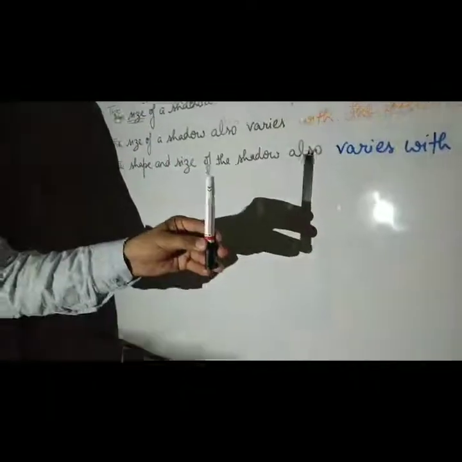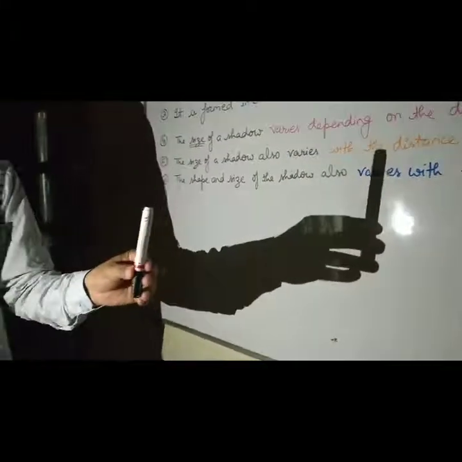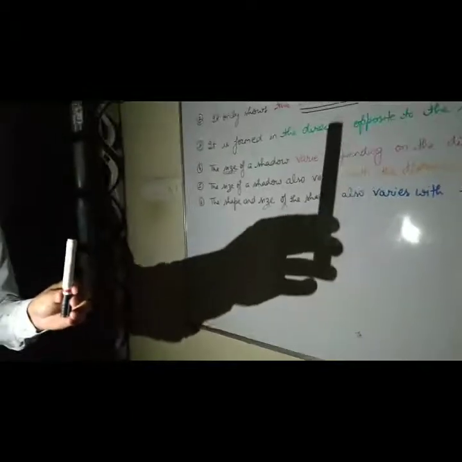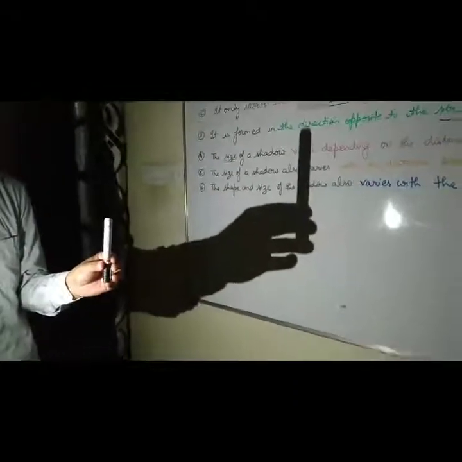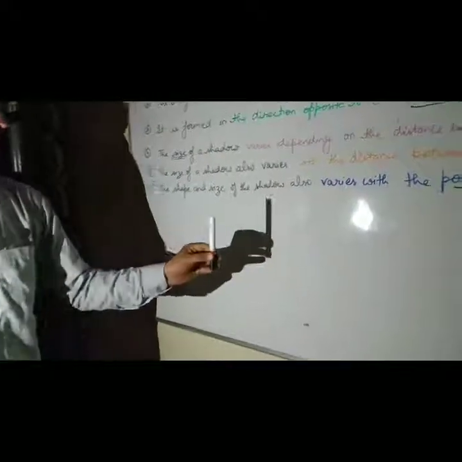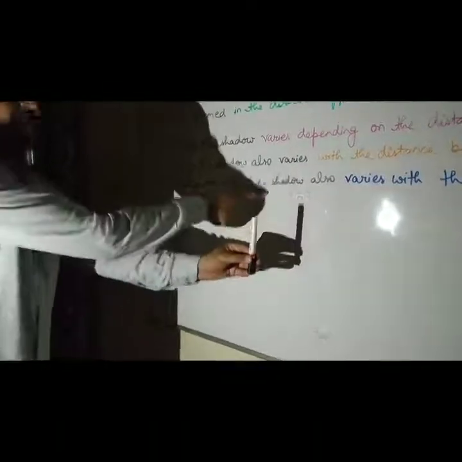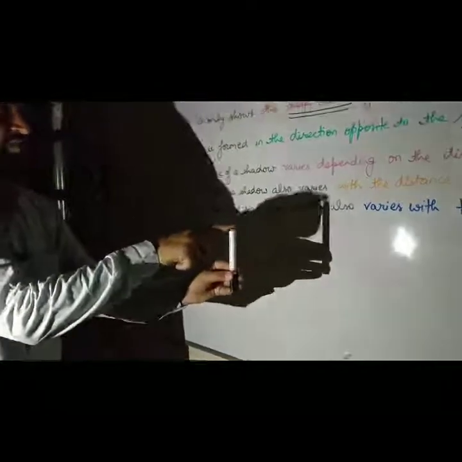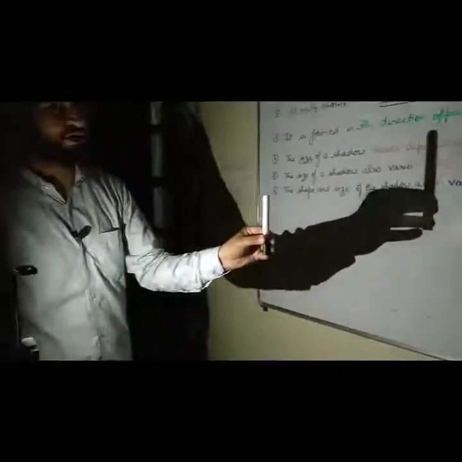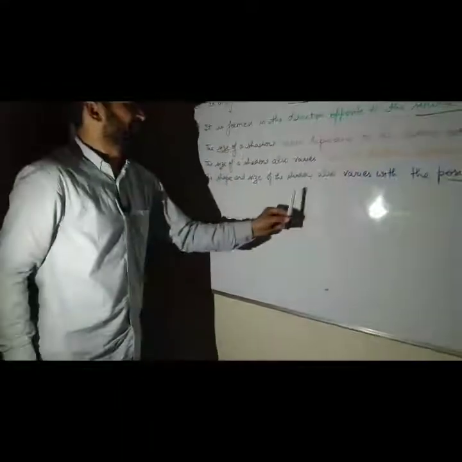Same is happening when I'm going towards the source of light. The source of light is on the opposite side of the screen, and when I take it nearer to the source of light, the size of the shadow increases, it varies. And when I am taking it away from the source of light, the size of the shadow decreases. So it depends on the distance between the object and the screen, and the distance between the object and the source of light. So that's how the size of shadow varies.